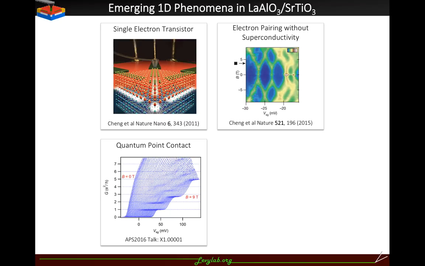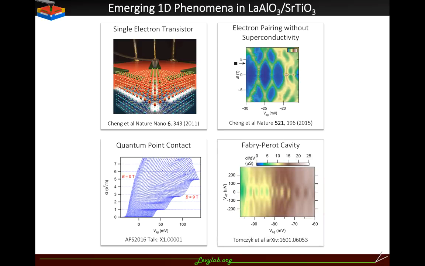So here we are seeing conductance jumps of 1 e squared over h at high fields. And finally, we can make Fabry-Perot cavities, which show that we have coherence lengths on micron length scales.